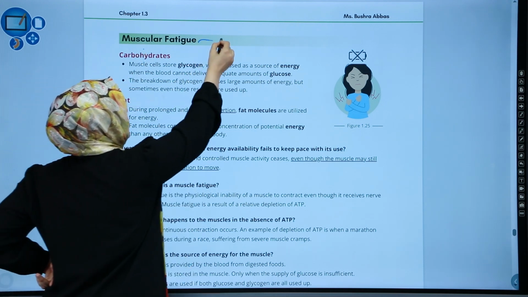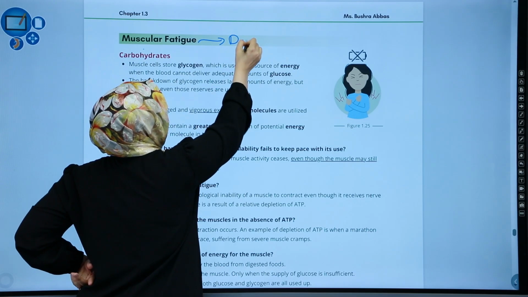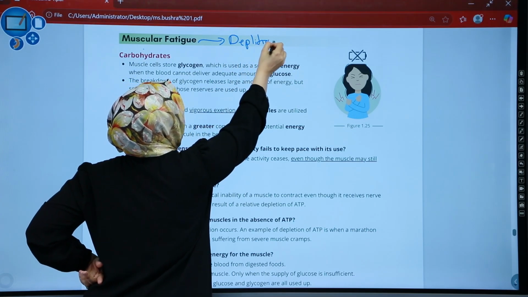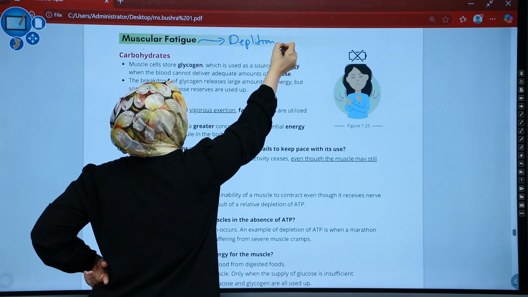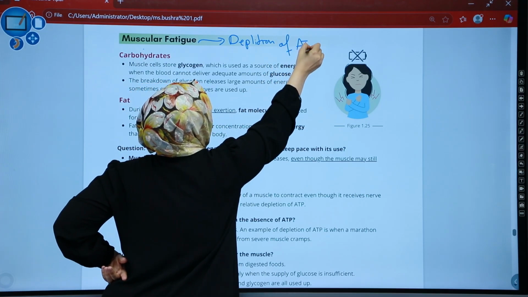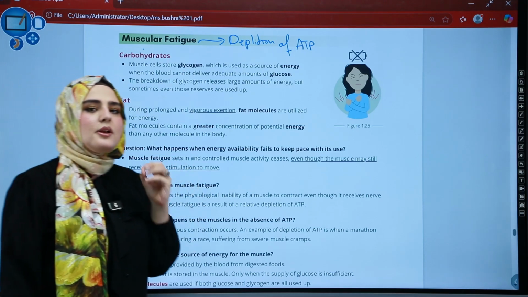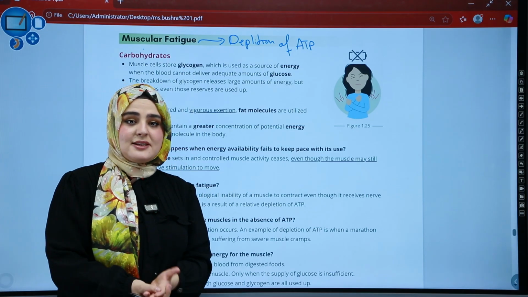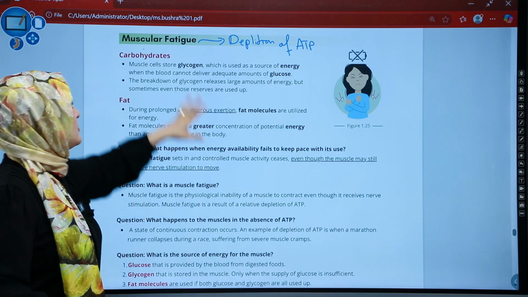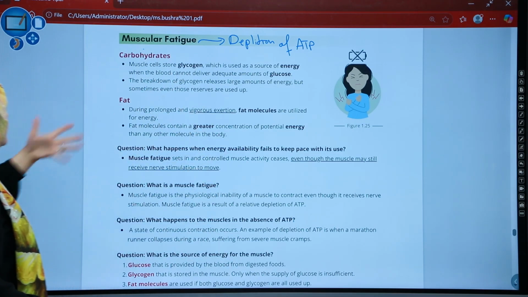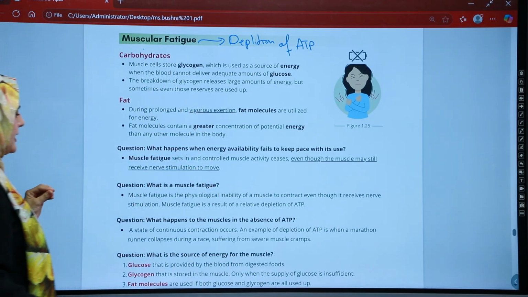Muscle fatigue is related to depletion, meaning a decrease of ATP, or you can say energy. If the person doesn't have energy, they will have muscle cramps and spasms, if you remember, and this is called muscle fatigue. But before we learn about these, we should know something.